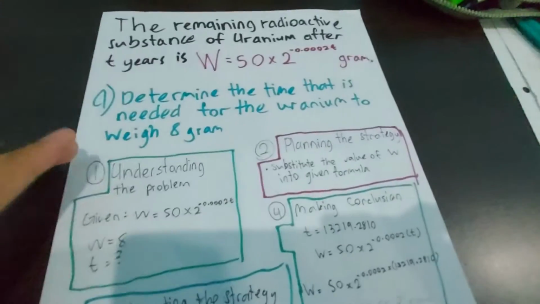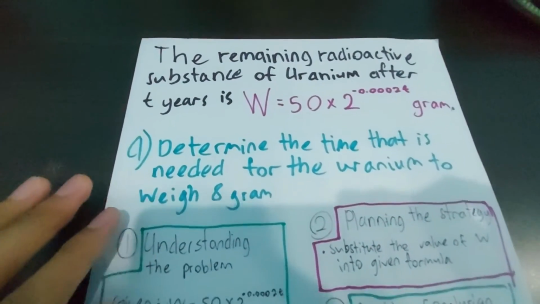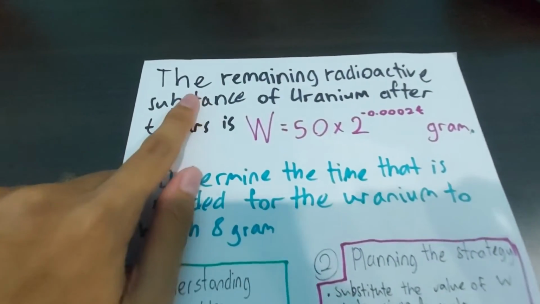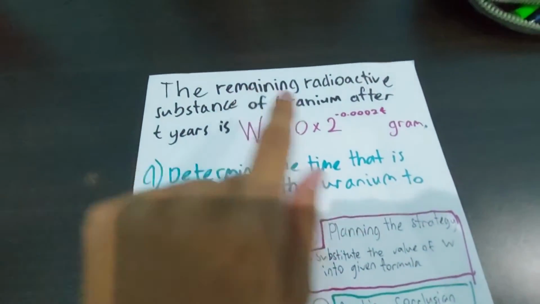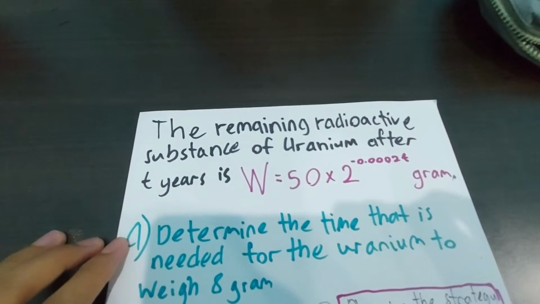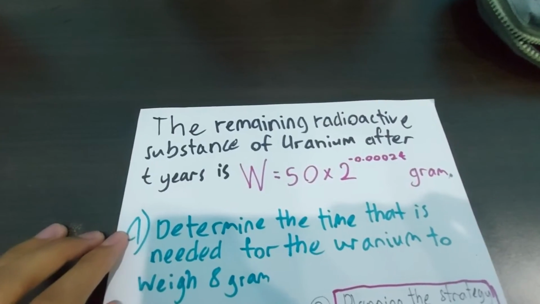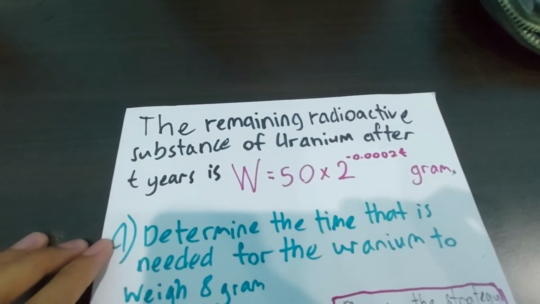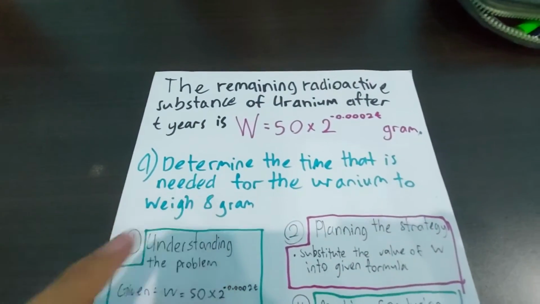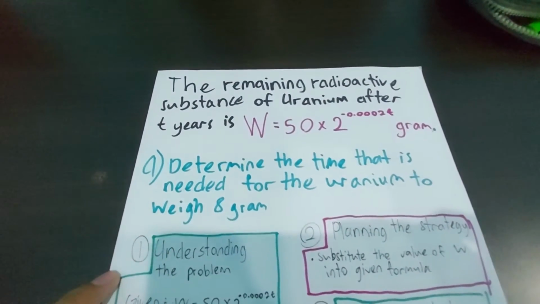Moving on to a simple question, just for example only. For the first question here, the remaining radioactive substance of uranium after T years is W equals 50 times 2 to the power of negative 0.0002T grams. Determine the time needed for the uranium to weigh 8 grams.